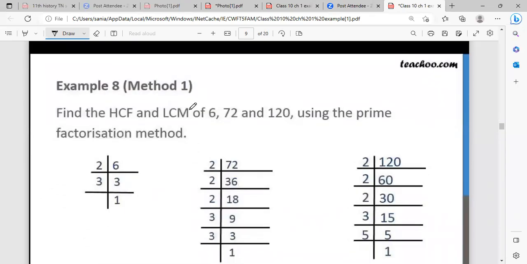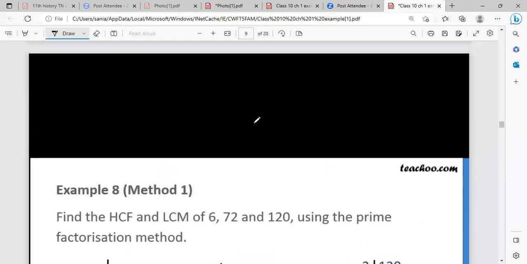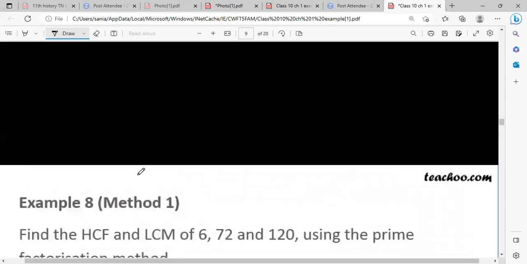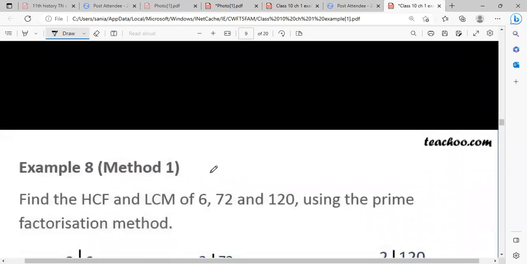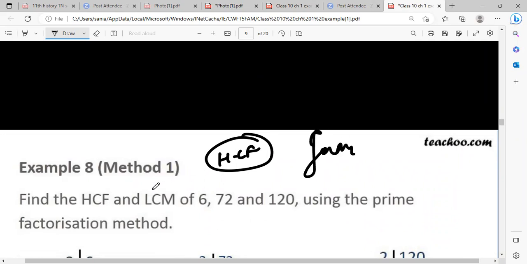Now coming to the next one, over here, these three things. You have to find the HCF and LCM. So what you will do, you will find HCF because HCF is simple, right? And with the help of the formula, you will find LCM. Clear? Yes, ma'am.